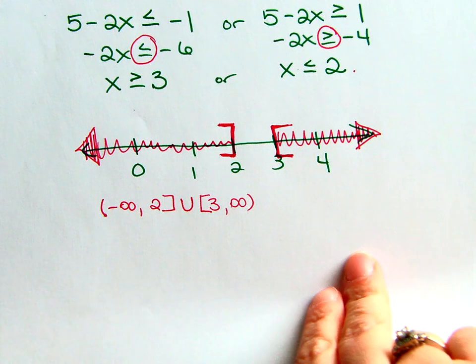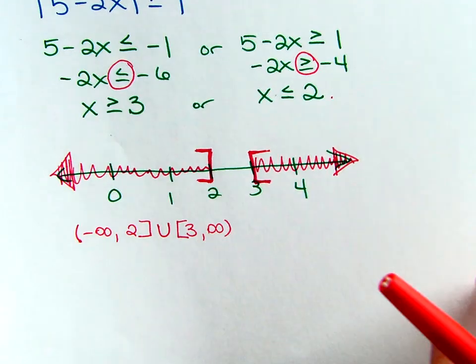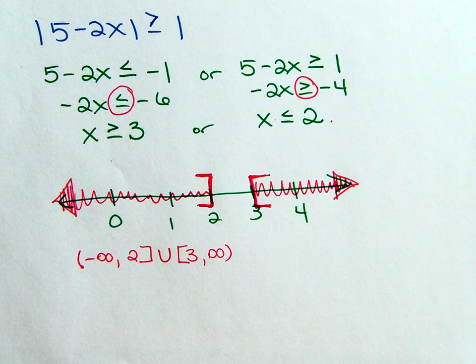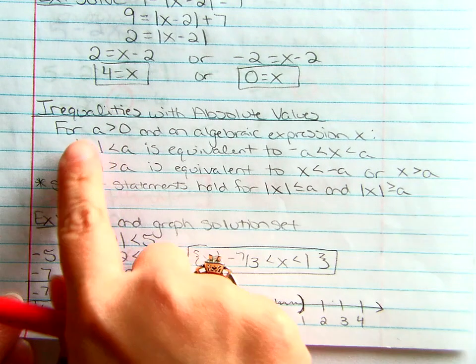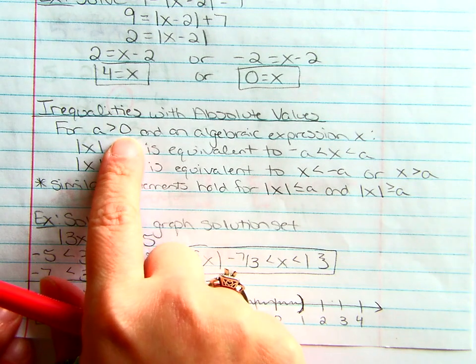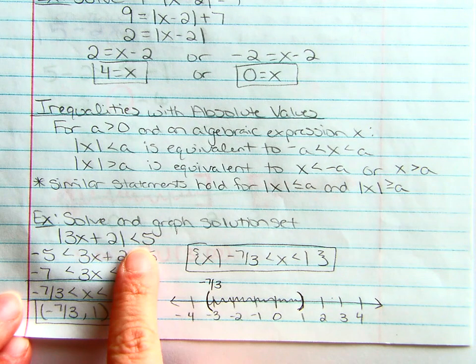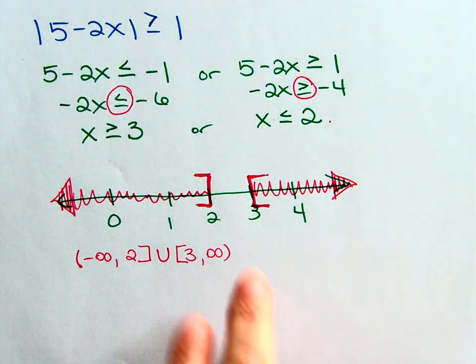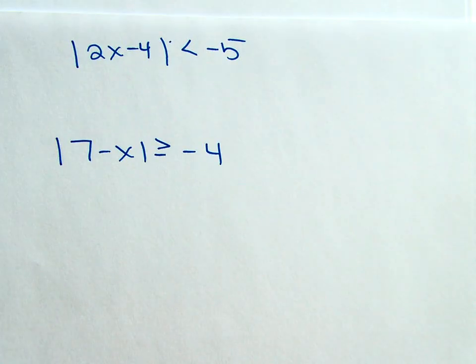Now, we've got two other situations that could pop up that, if you're not pausing to think for a moment, you're going to mess up on. So notice on our notes, A had to be greater than 0. You see that? A had to be positive. And all these, they were positive to start with. So what happens then when the examples that were given are negative?